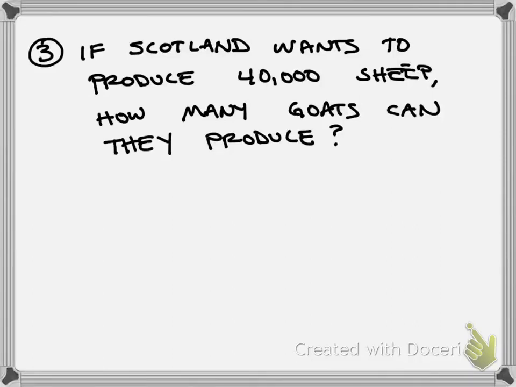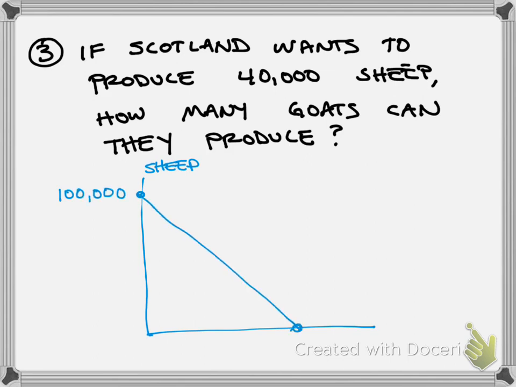All right, this next question asks, if Scotland wants to produce 40,000 sheep, how many goats can they produce? So it's really asking, can you identify points along their PPF? So I'm going to draw their PPF once again. As you may have remembered it from before, they would put all their resources to sheep. They could produce 100,000 sheep. And if they put all their resources towards goats, they could produce 75,000 goats.